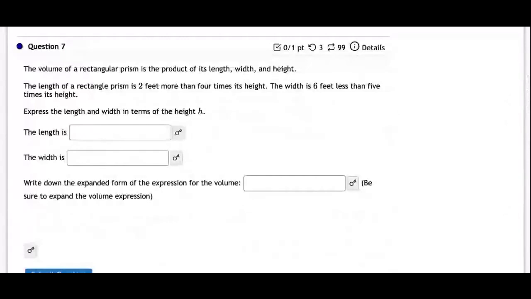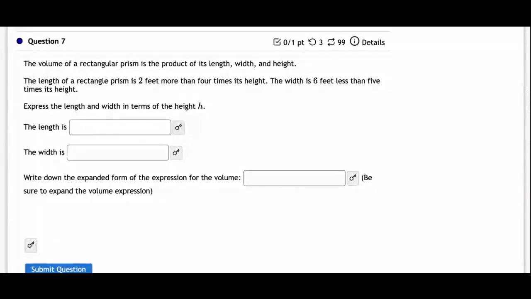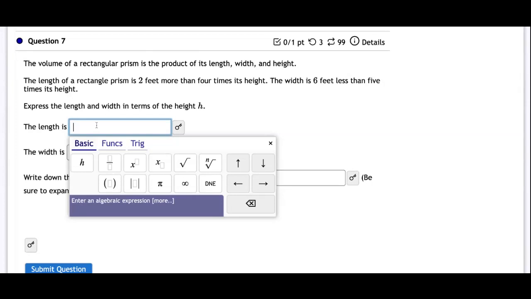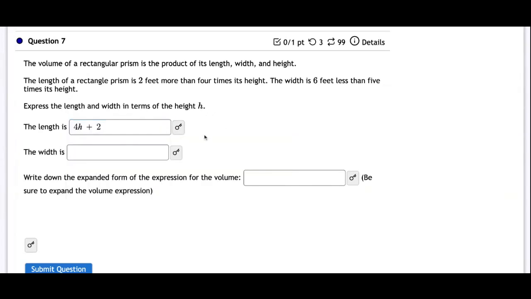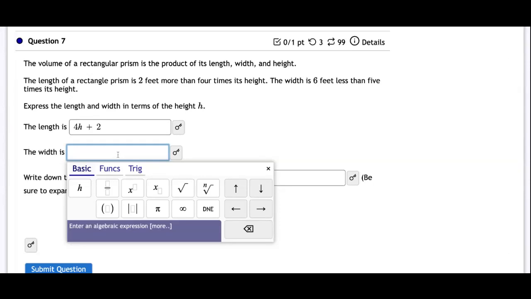The volume of a rectangle prism is the product of its length, width, and height. The length of a rectangle prism is 2 feet more than 4 times its height. The width is 6 feet less than 5 times its height. So it's all about the height, right? So height, we use h. So the length is 2 feet more than 4 times, so 4h plus 2. The width is 6 feet less than 5 times, 5h minus 6.